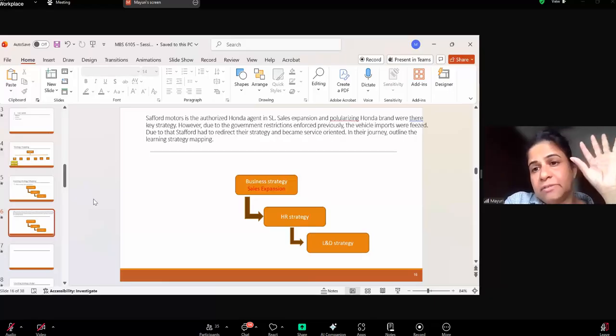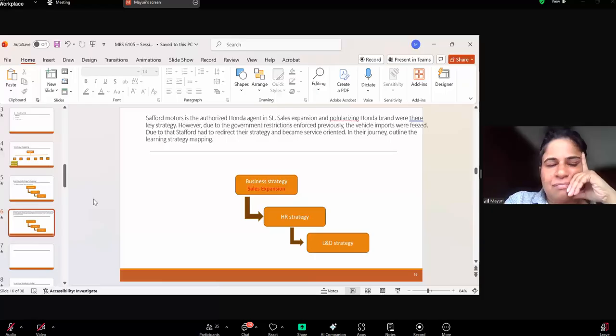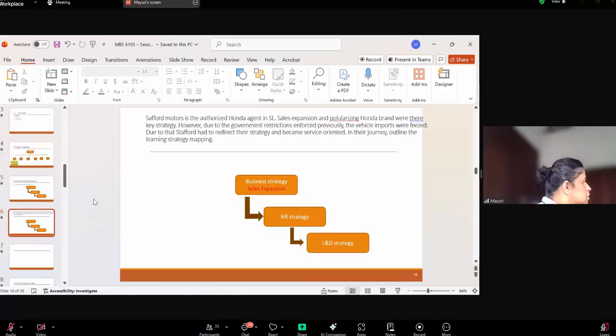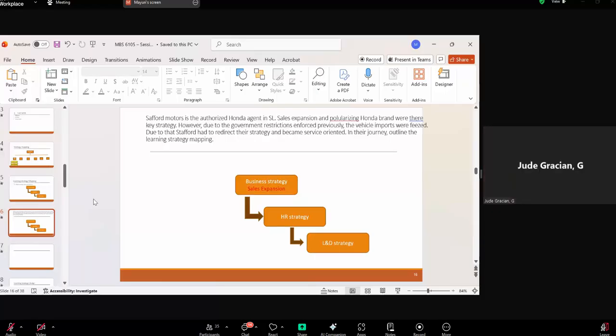Likewise, if you want to increase sales and expand your market share, then what type of HR strategy should you have? With sales and cross-selling services, the workforce should be cross-selling oriented.